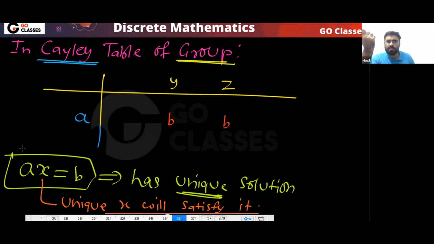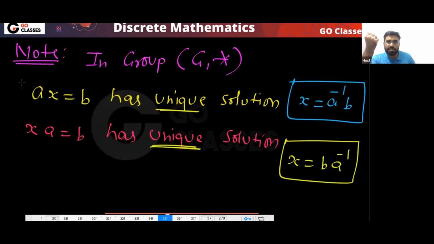Okay. Is this clear? This type of repetition can never happen. I will come back to this point, but the point is very simple. Just wait for it. But just understand this theorem is important. Ax equal to B has a unique solution, that will be X equal to A inverse B. And similarly, this equation has a unique solution, and this is the unique solution.